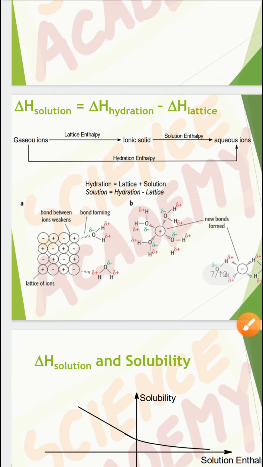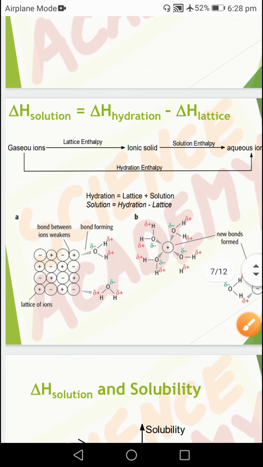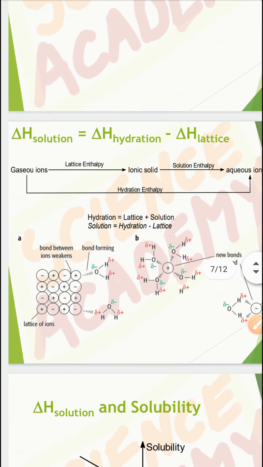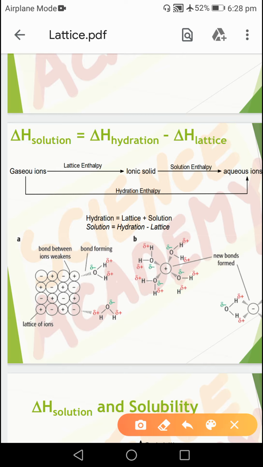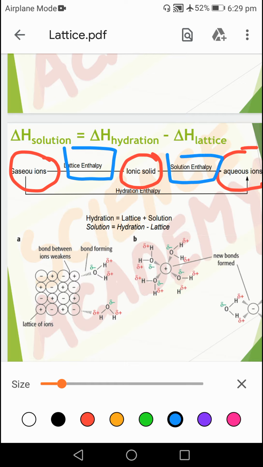Now let's move on to a simple relation between the solution enthalpy, the hydration enthalpy, and the lattice enthalpy. Now, look at the diagram here. I'm trying to zoom it. Okay, so when gaseous ions are turning into some sort of ionic solid, then the energy change, we are calling it the lattice enthalpy, isn't it? And when the ionic solids are turning to aqueous ions, then the energy change, we are calling it the solution enthalpy. The ionic solid to aqueous ion.